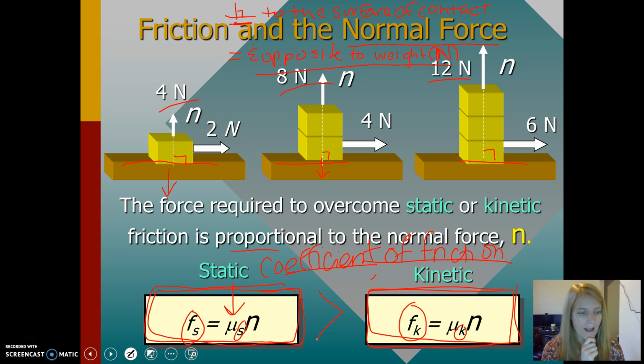So I think we're actually going to stop here, and we're going to do the problems next time. So again, friction is an opposing force. It opposes motion. And there's two kinds that we're talking about, static and kinetic. Static is when something's not moving, and kinetic is when something is moving. The normal force is equal and opposite to the weight if we're talking about a flat surface. And that's from Newton's third law.